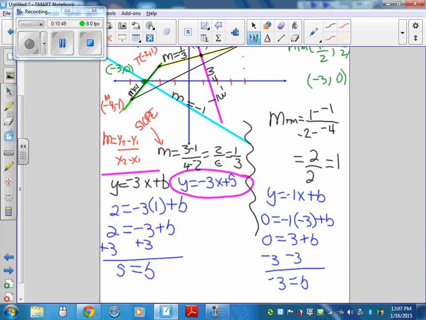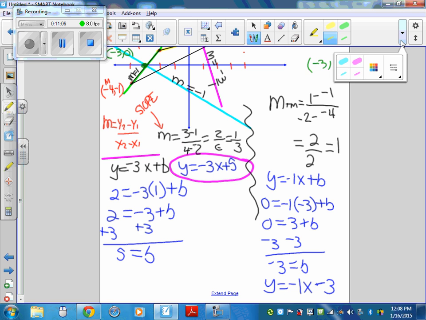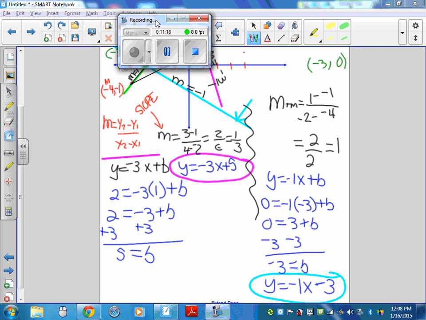So the equation is y equals -1x minus 3. And then look at the picture and see if it makes sense. Yeah, it makes sense. So that's the light blue line. That's this one. That equation should go with that line here. So we have two lines. Now we have to find where they intersect.